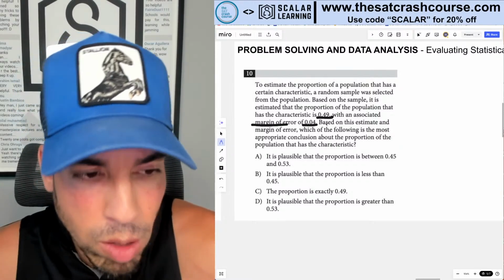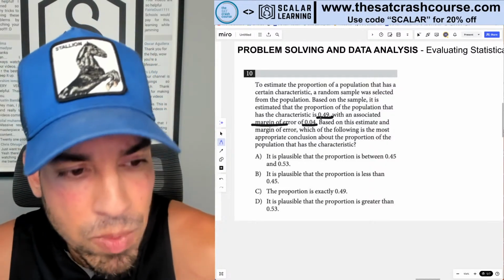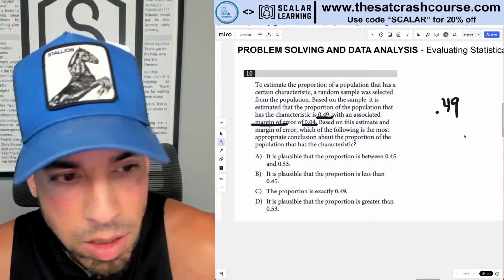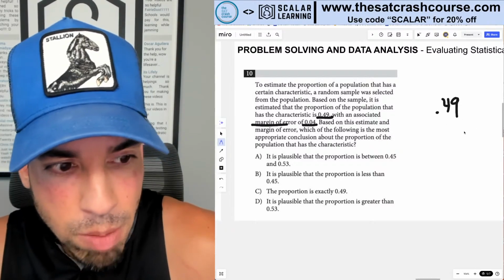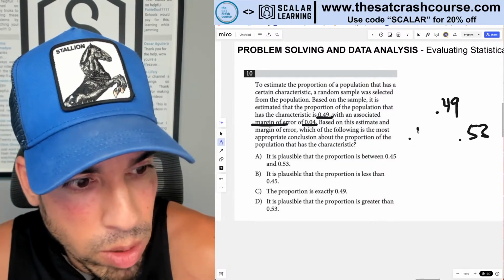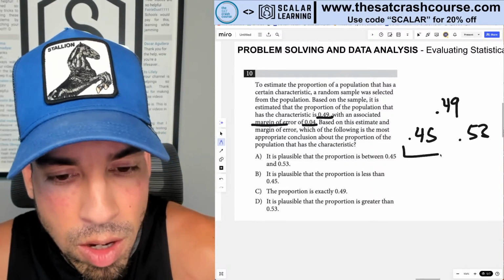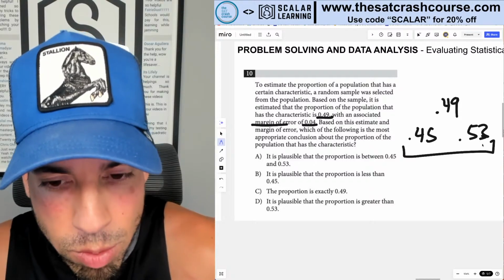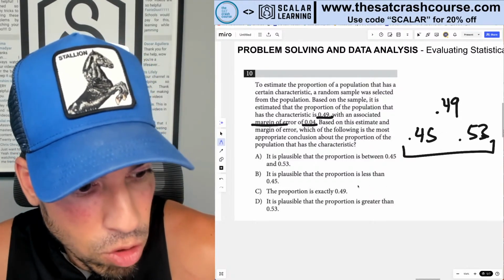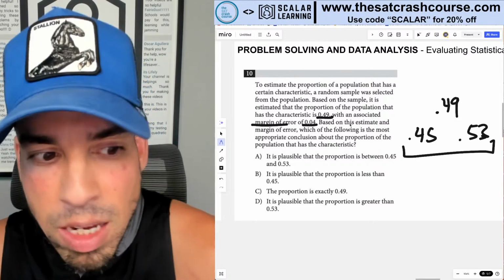Margin of error. Okay, what do we do with the margin of error immediately? We immediately add it and subtract it from this value, giving us an upper bound and a lower bound. The upper bound, 0.49 plus 0.04, is 0.53. Minus that is 0.45, okay? This is very important because usually when we're talking about margin of error, we're going to see this range appear somewhere in the right answer. And the only place I see it is in the first option. But anyways, let's keep reading.